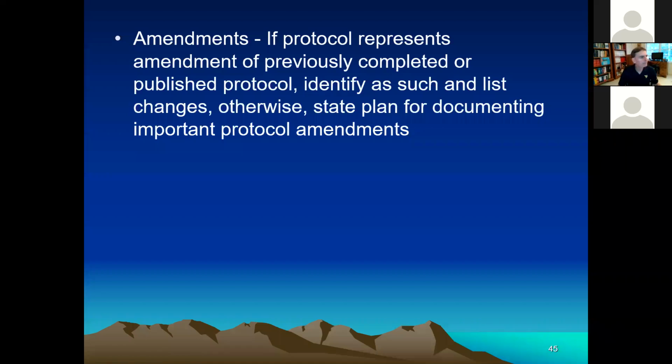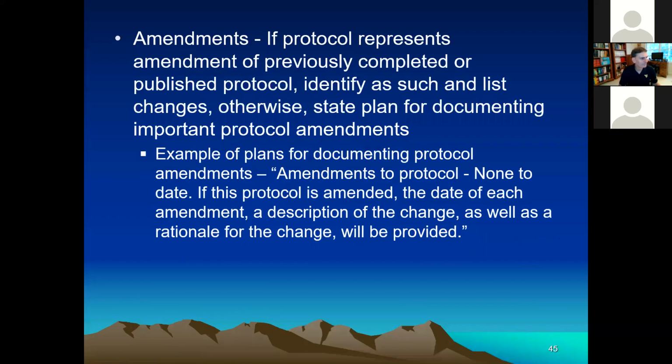One question about that is, like, those amendments, if you already did the protocol and you did a change, or is it just putting ahead what you are going to do?